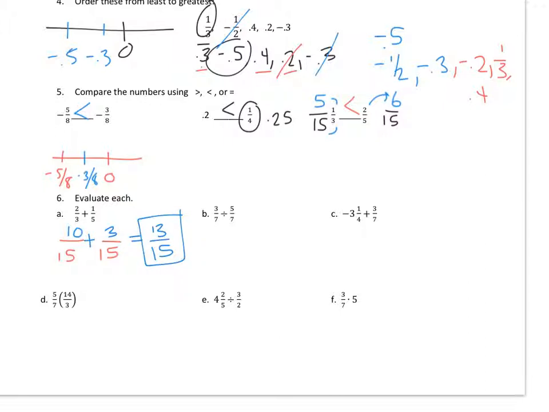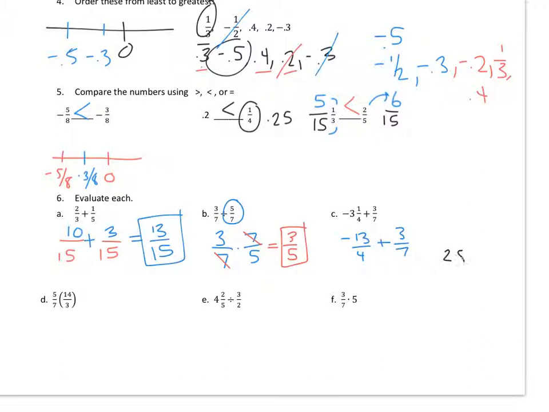B, when you divide fractions, you flip the second one and multiply. Cancel out any factors. 7 on the top, 7 on the bottom, cancels out. It's 3/5. Now check your signs, and positive divided by positive is a positive, so it's right. Change mixed numbers to improper fractions. Now I have to get a common denominator, which is going to be 28.